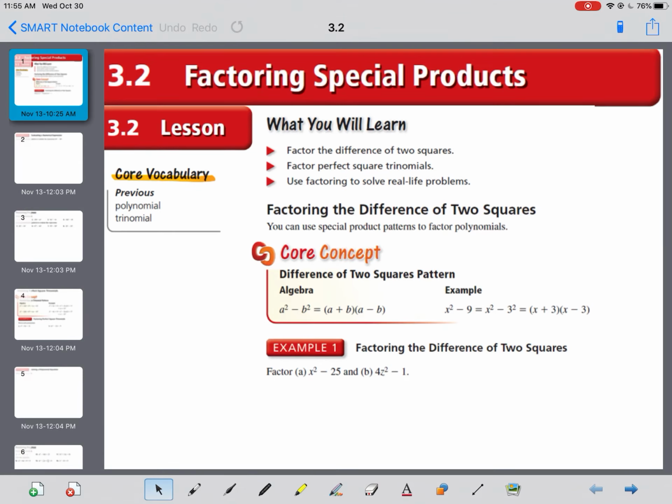All right, Chapter 3, Section 2, Factoring Special Products. We've been doing factoring of quadratics, and there are a couple that are special, where they always follow the same pattern. If you memorize what these are, it can help you solve a little faster, a little easier. The first one we're going to talk about is factoring the difference of two squares.